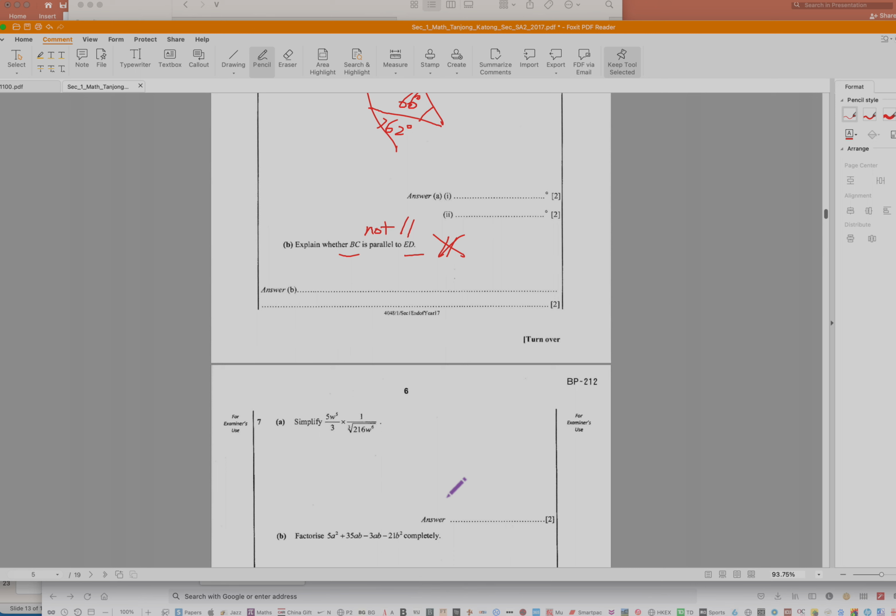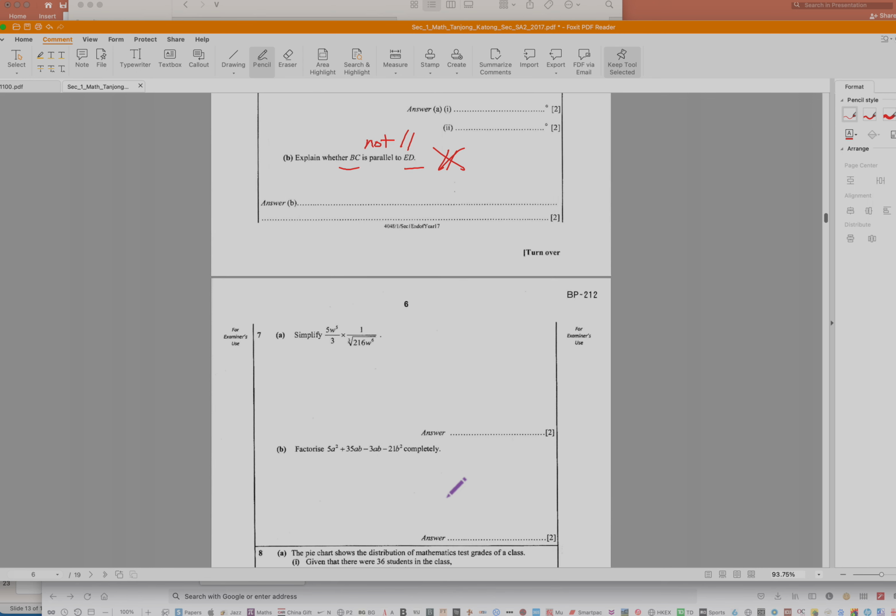You know how to do 7A, you know? I am not sure, but I think I know how to. Okay, let me tell you how I will do it. Let me zoom in.